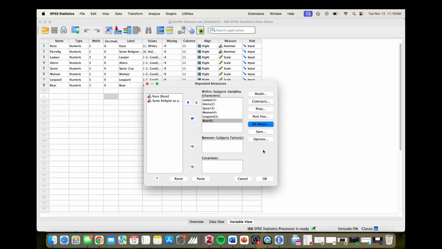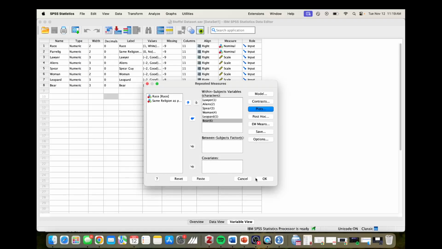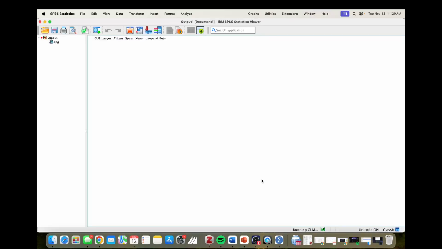Press continue. I'm also going to go ahead and press plots, and I'm going to pull characters over into a horizontal axis, click add, and I'm going to have a line chart. That line chart is going to allow me to visualize how the different artifacts elicited different responses in terms of people's perceptions of good or nefariousness. So all of that said, that is all set up. You can press OK.